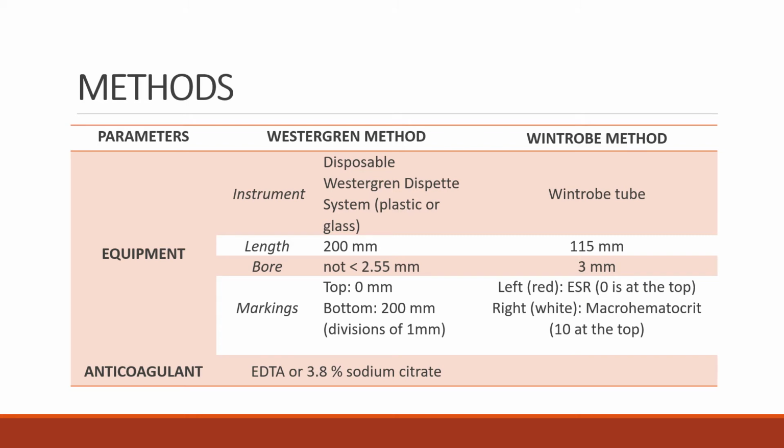Meanwhile, on the right portion of the Winthrop tube, which is indicated by white markings, the top portion of the tube starts with a mark of 10, and this portion of the Winthrop tube is used for interpreting the macrohematocrit reading. In terms of the anticoagulant for both Westergren and Winthrop methods, the sample must be anticoagulated with EDTA or 3.8% sodium citrate.